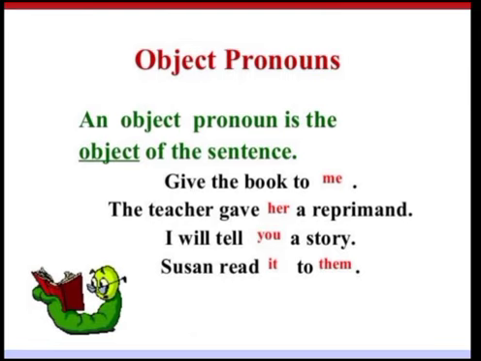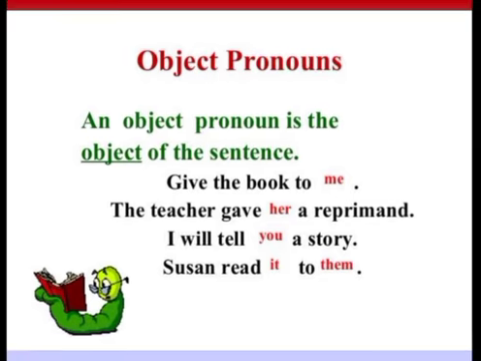Now we will see the second type of the personal pronoun, that is the object pronoun. Now what is an object pronoun? An object pronoun is the object of the sentence. Now this comes, remember, always in the predicate of the sentence. See the examples. "Give the book to me." Let us see the next sentence. "The teacher gave her a reprimand." Now here also you can see that the pronoun has come in the predicate part.